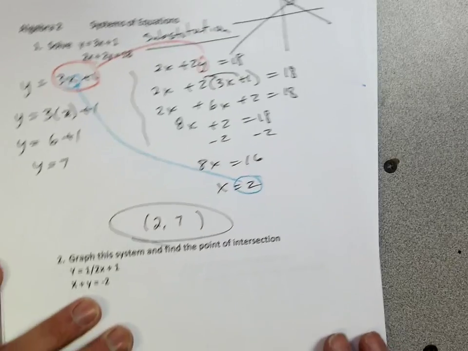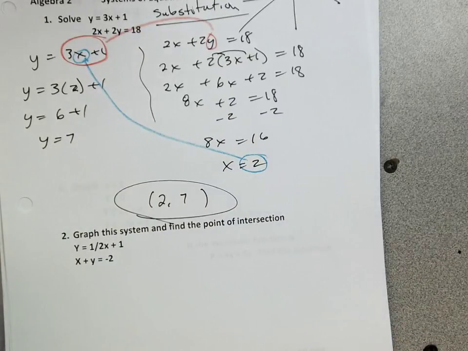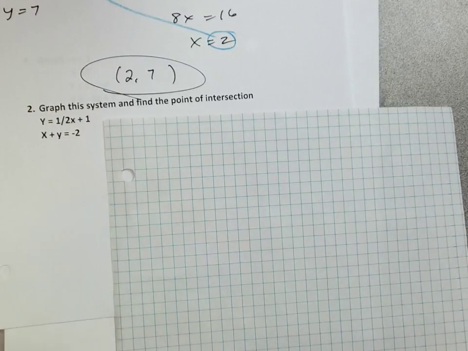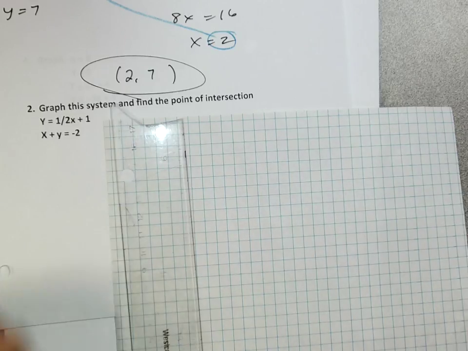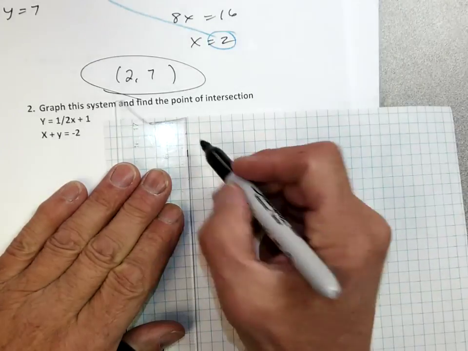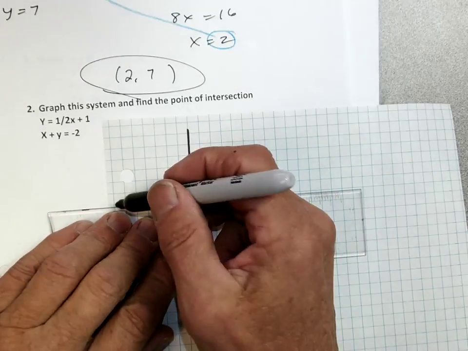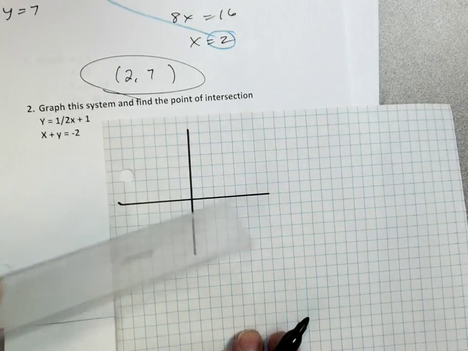Okay, so now I actually have to graph it. So I'm going to get out a piece of graph paper. Hopefully you guys have graph paper. Do you have graph paper? Probably should. So if I'm going to graph it, let me go ahead and get my XY axis, right? Okay, this is my XY axis.